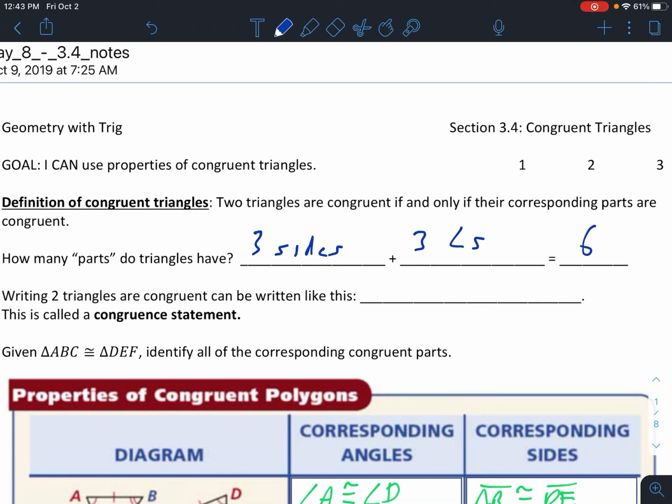Two triangles being congruent can be written like this. Triangle, and I'm just going to make up a couple names here, triangle ABC is congruent to triangle DEF. This is called a congruence statement. So below there, given triangle ABC is congruent to triangle DEF, identify all the corresponding congruent parts. You don't even need a picture to do this. You could do that strictly based on what you see right here.